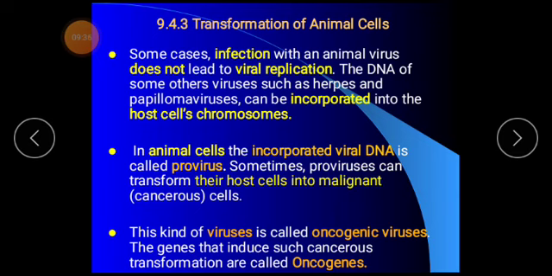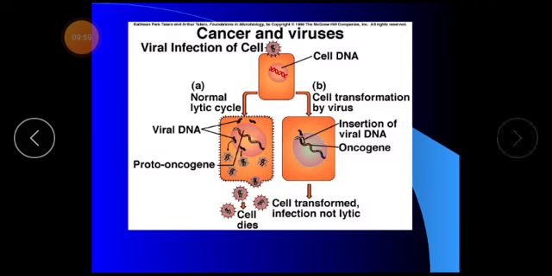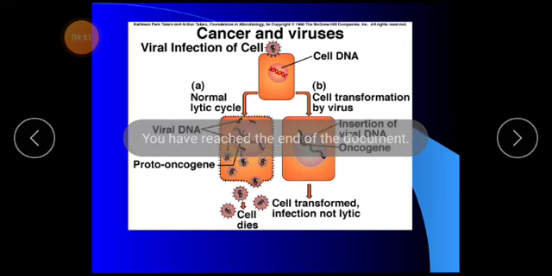Understand the process of this. You know that this kind of virus is called an oncogenic virus. The genes that induce such cell transformation are called oncogenes. So these are likely to be the end of our module.